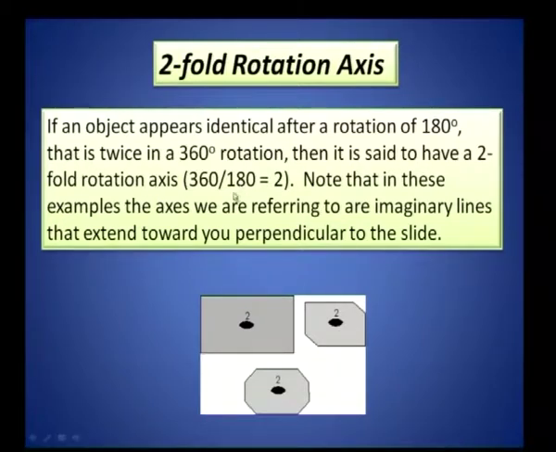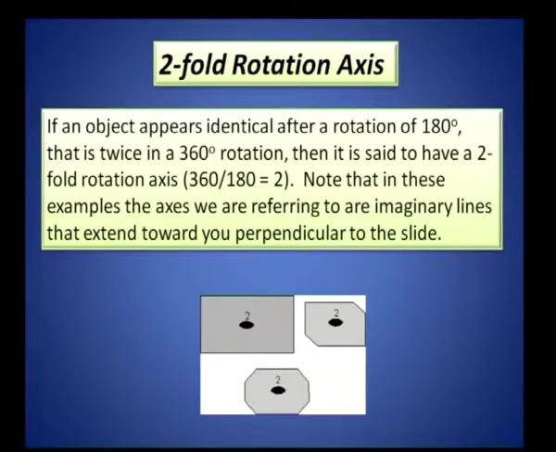360 divided by 180 will be 2. That means the foldness of rotation for a rectangle is 2. For an equilateral triangle, what is the foldness of rotation? For every 120 degree rotation, it will go back to the same configuration. So an equilateral triangle will have a 3-fold rotation axis, a square will have a 4-fold rotation axis, and a 5-sided element called a pentagon will have a 5-fold rotation axis. Every time it is rotated through 72 degrees, it will go back to the same configuration.